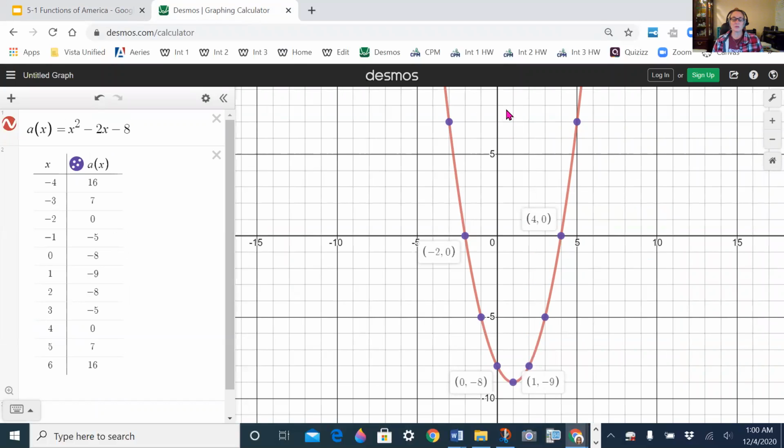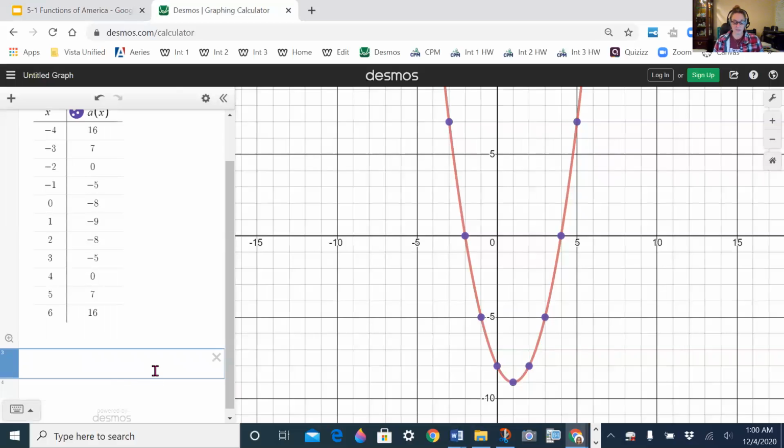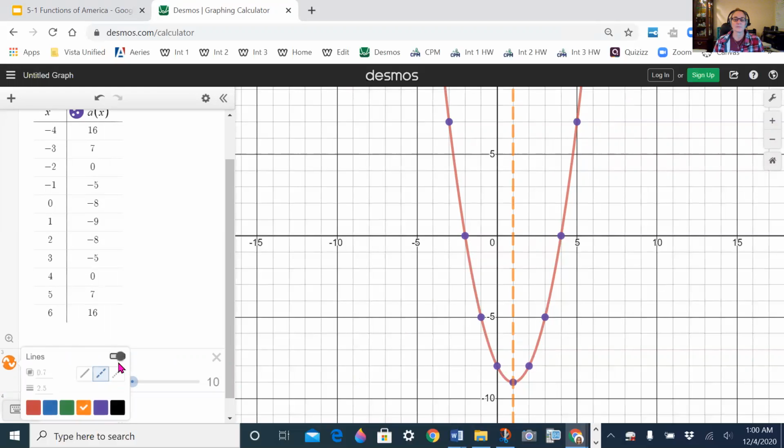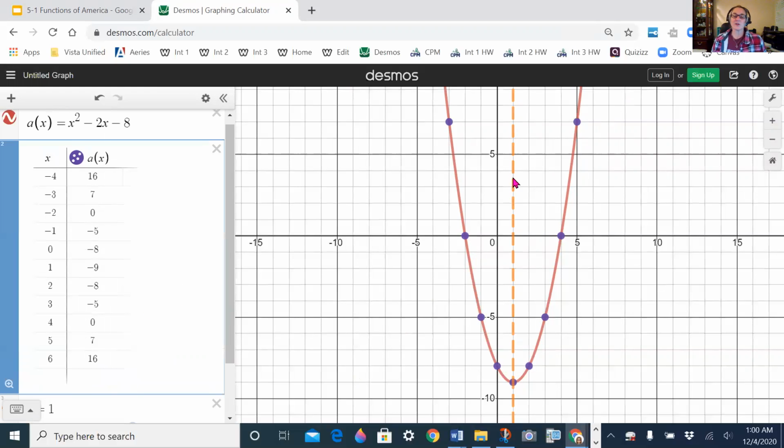If you want to draw in your line of symmetry, okay, your line of symmetry is going to be, again, x equal 1. So I can come here and type in x equal 1. And I can change the color of this if I want. Let's say I change it to that. And I can even have it kind of be dashed so that we can kind of see it. Okay. And so this is my line of symmetry. So you can add that in before you take your picture if you want. And then you can, again, just click the points and there you go.